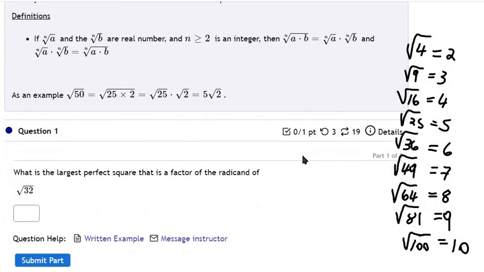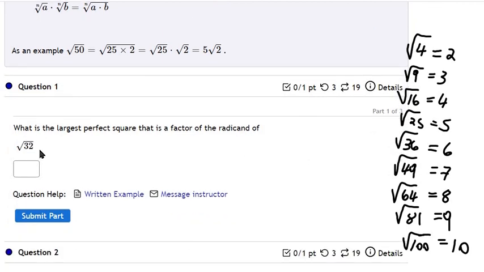So let's try question 1 here. It starts off with part 1 of 3, so there are 3 parts here apparently. It says, what is the largest perfect square that is a factor of the radicand? My radicand is 32, and I'm looking for a perfect square that's a factor of 32. Here are my perfect squares underneath the radicals over here. I'm trying to break the square root of 32 up into the product of one of these numbers and another number. So let me see. 4 goes into 32 evenly, but I'm looking for the biggest rational factor I can get. And 16 actually goes into 32, and 16 is a bigger number than 4.